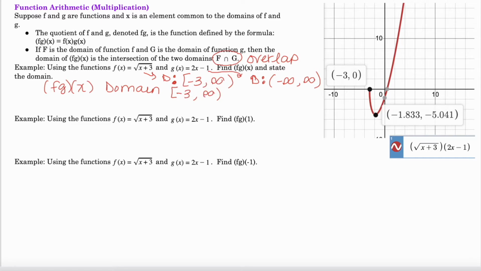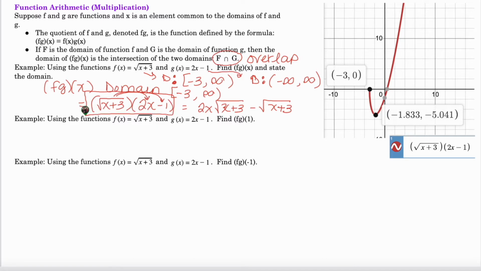So what is f times g of x? I'm going to take my f function, square root of x plus 3, and multiply it by my g function and see if I can simplify. I certainly could multiply and reduce some of these parentheses, but not always needed. We would then have 2x times the square root of x plus 3 minus the square root of x plus 3. They equally look complicated, so you can leave it like this unless it were to simplify and reduce down.